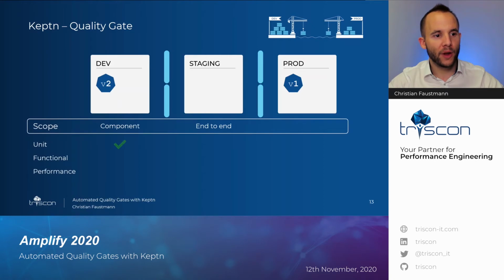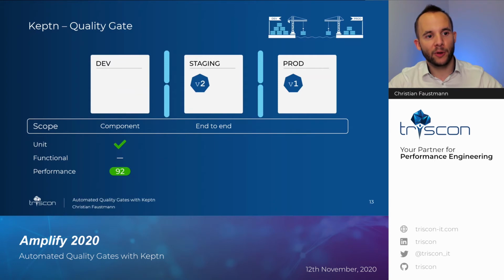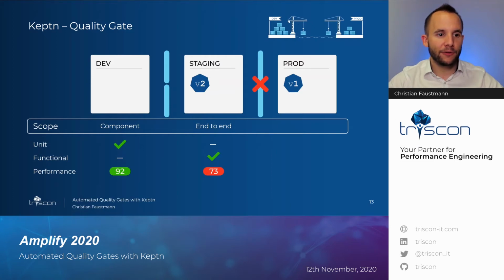So first of all, we have to test now on a unit level and performance in a component scope. Here you see everything is fine, and version 2 gets promoted to staging. But at the staging area, we test on end-to-end, and here we have a performance issue. So the quality gate prohibits us from moving forward into production.